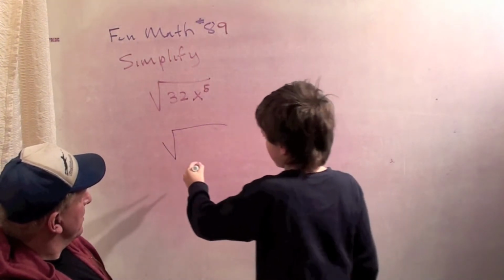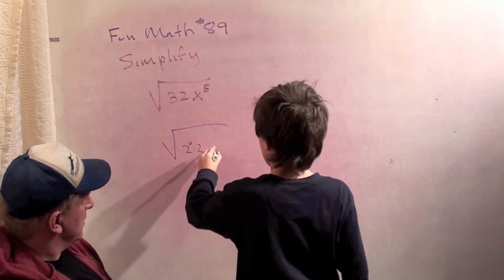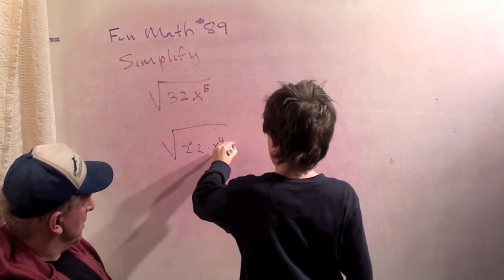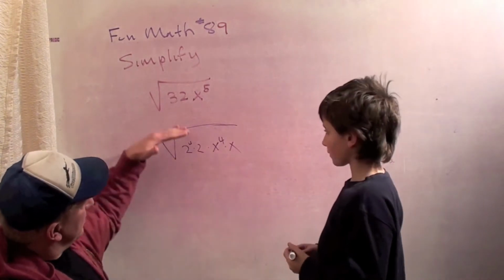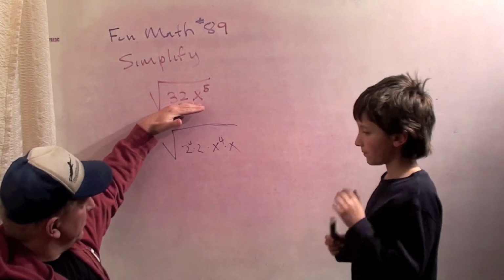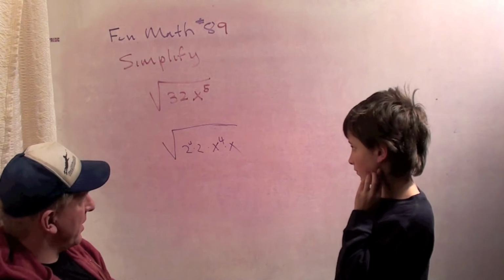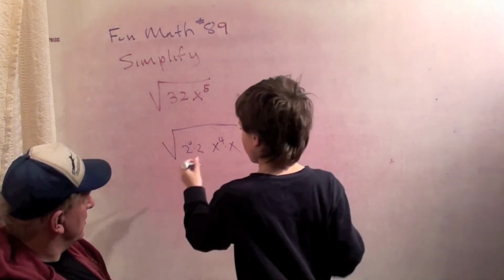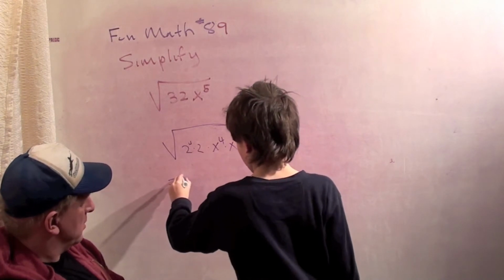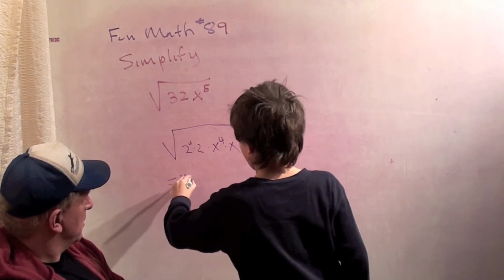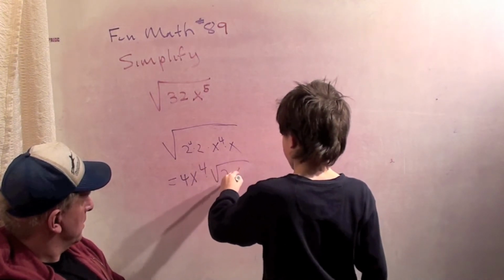We write this as the square root of 2 to the 4th times 2 times x to the 4th times x. The interesting thing we're trying to do here, when it's all multiplication inside of square roots, is just factor out squares. So what are the squares that come out of this? Well, this turns into 4x to the 4th times the square root of 2x.